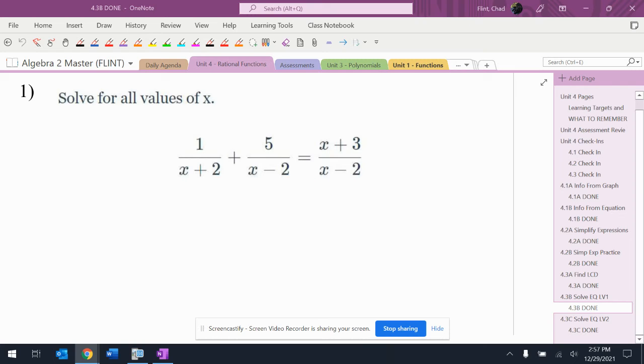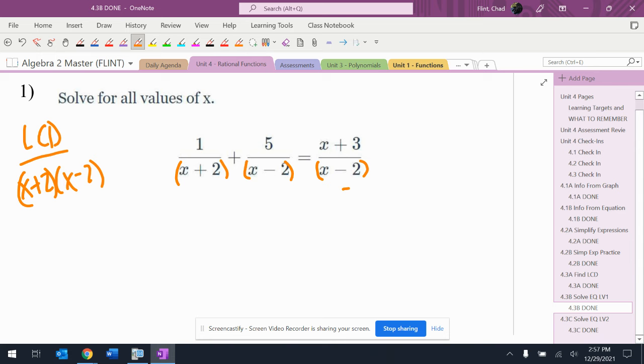All right, so factor the bottoms. There's nothing to factor in the bottom. Find your LCD. So I work from my left to my right and take each thing once. So I get an x plus 2 and I get an x minus 2, and I've already got an x minus 2, so I don't take that last one.